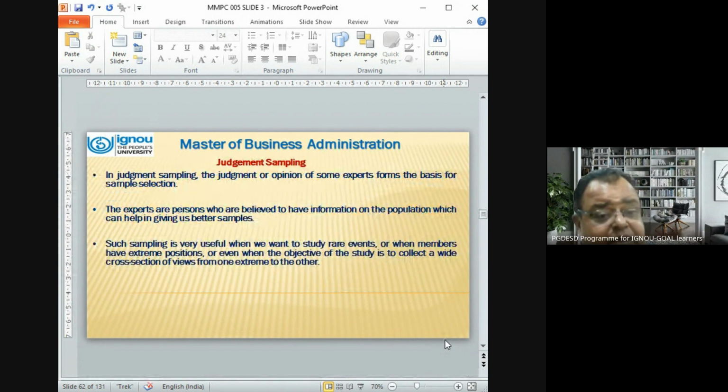Judgment sampling. In judgment sampling, the judgment or opinion of some experts forms the basis for sample selection. The experts are persons who are believed to have information on the population, which can help in giving us better samples. Such sampling is very useful when we want to study rare events, or when members have extreme positions, or even when the objective of the study is to collect a wide cross section of views from one extreme to the other.